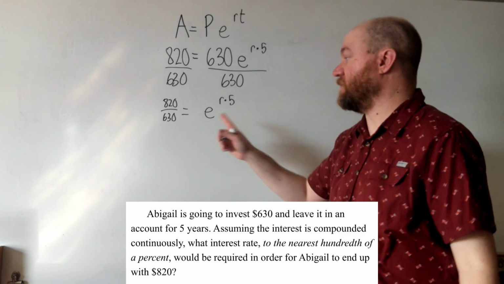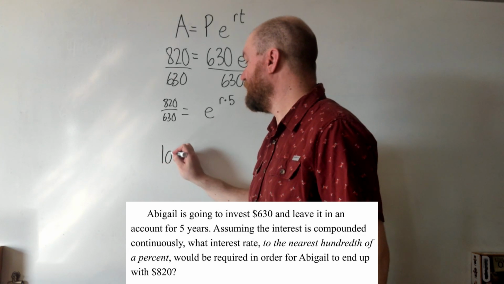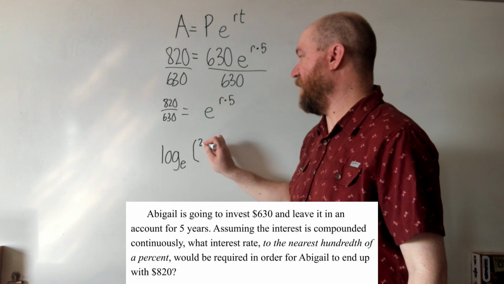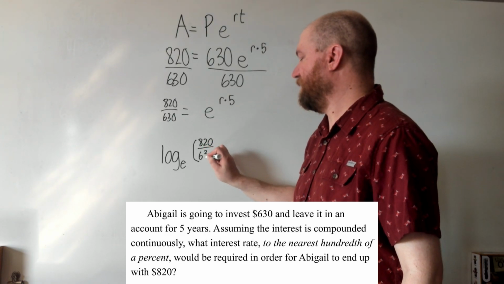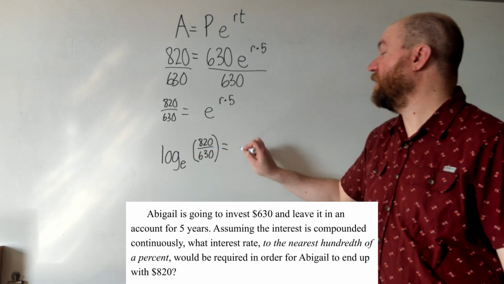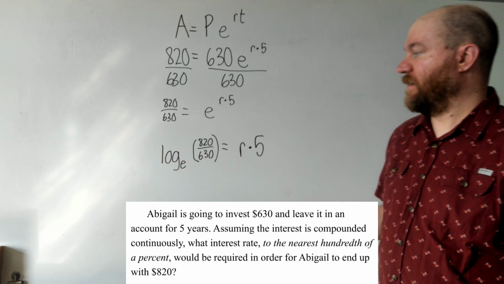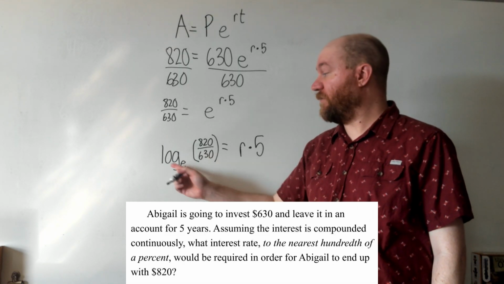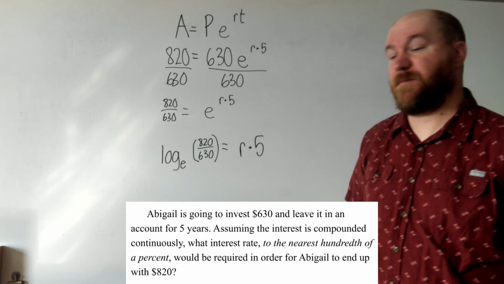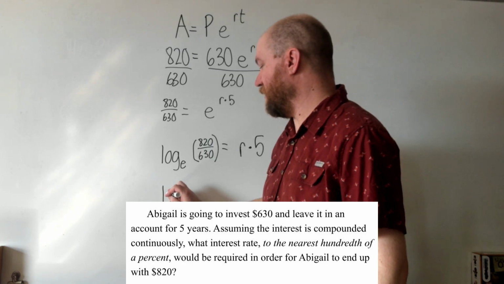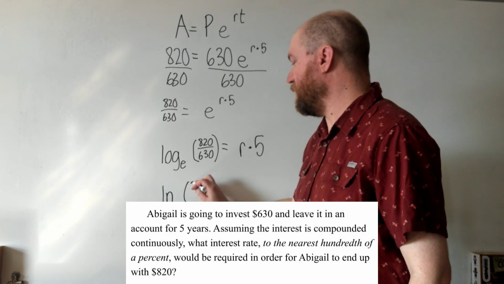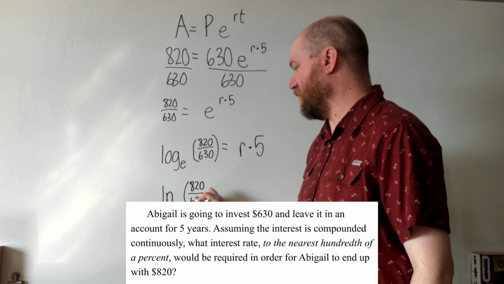So remember, our log's base is the base. So log with a base of e. What we're logging is what used to be all by itself. And the answer to a log question is the original exponent. So r times 5. We had a question like this earlier. When you have a log with a base of e, you can leave it like that. Your calculator will let you do a log with a base e, but we're going to save some trouble, and we're going to change it to be an ln. Log base e is the same as ln. So we just have to do ln of 820 over 630.